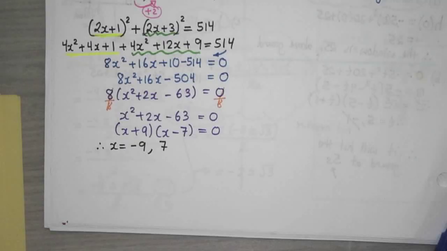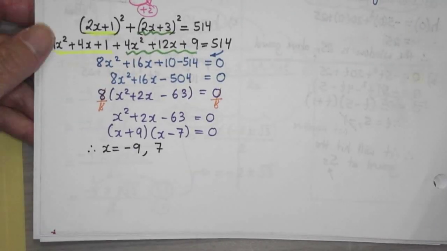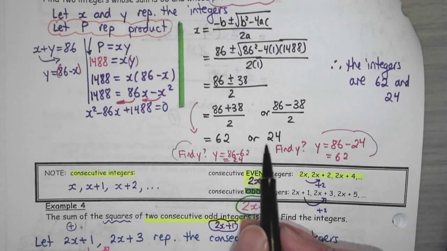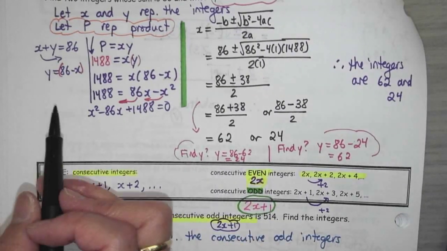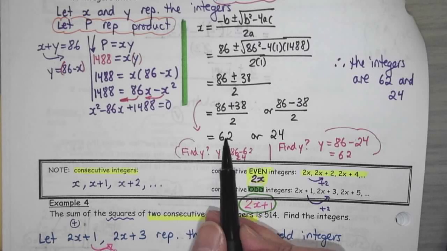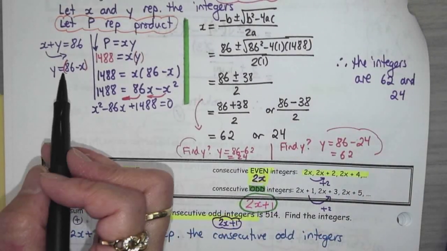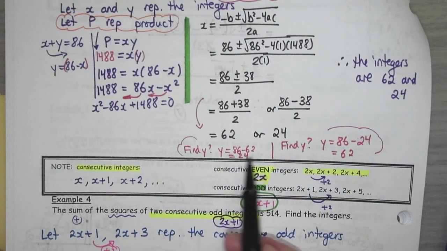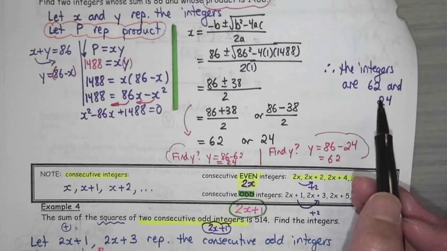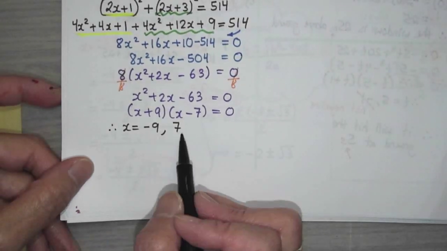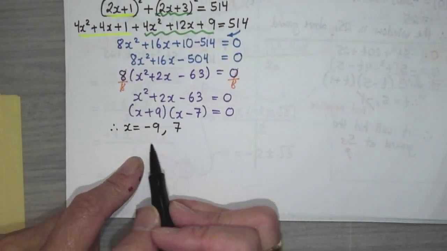Now, this is the case that contrasted with the example above, right? So this one, we got 62 and 24. And I said, are they a matching pair? And then I went back to check the y and went, oh, when I have 62, the other number is 24. When I have 24, 86 minus 24 is the other number. So this didn't get me another answer. It was still 62 and 24. Here, though, when I have negative 9 and 7, are they a matching pair?